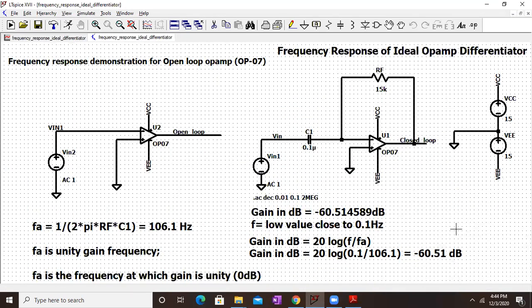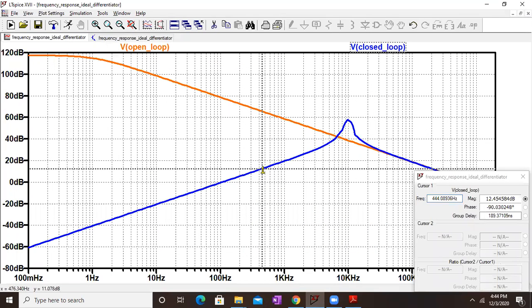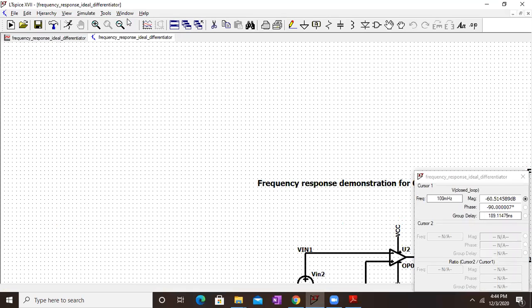will be minus 60 dB by calculation. Let's see by observation how much it is. It's the highest, the starting value of this blue curve. It is around minus 60.51. Theoretically, its value is, okay, wait a second.